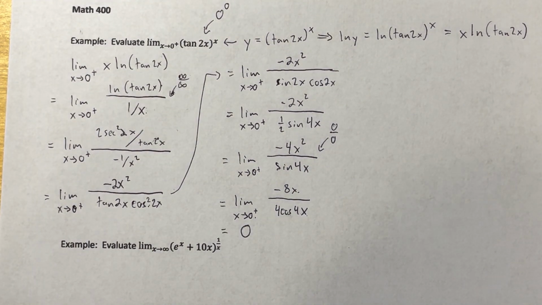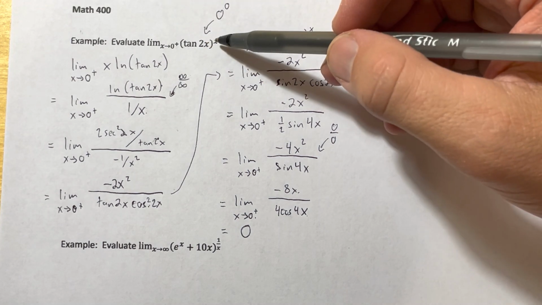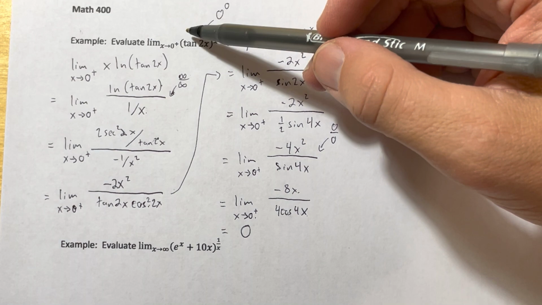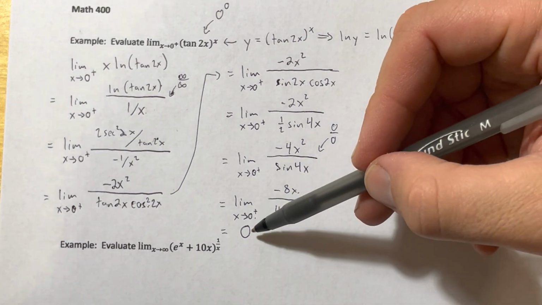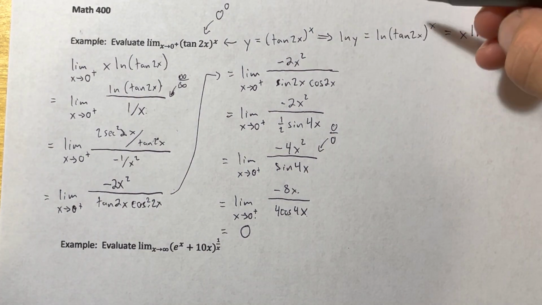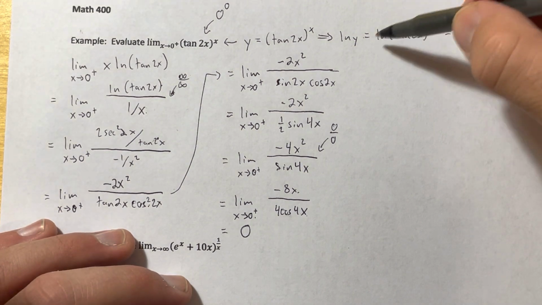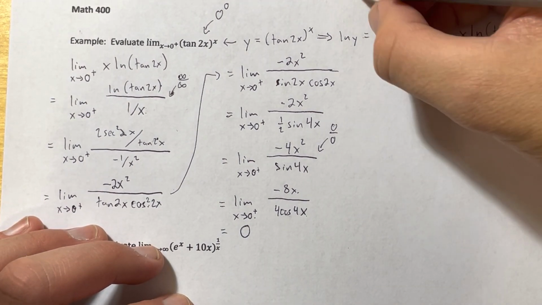Now, you're not done here, because you have not found the limit of the original function. You've not found this limit yet. What you've found is the limit as x approaches 0 from the right of the natural logarithm of that. So I need to somehow use what I have to get back to the original limit. And what I'm going to do is come back up here. If I have the natural log of y equals this expression right here, then I can bring this back a step by taking e to the power of both sides.